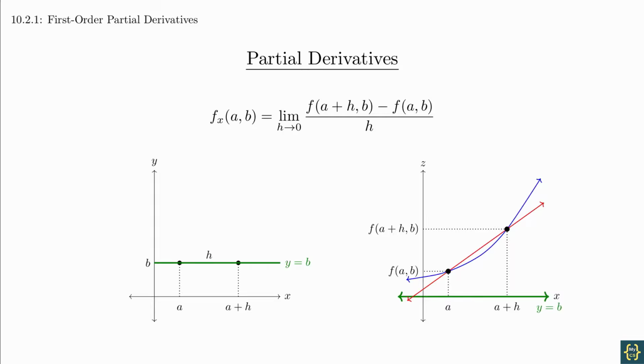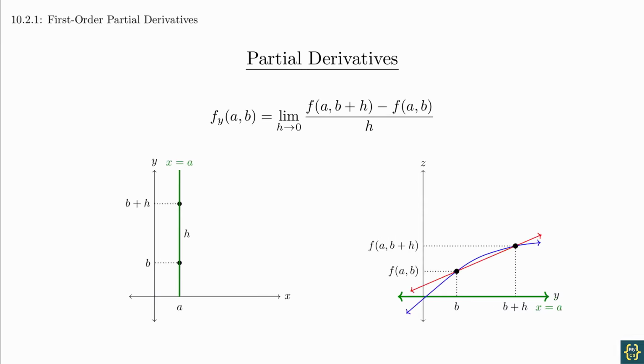This is called the partial derivative with respect to x, because we're only looking at how the function changes when moving in the x direction. The partial derivative with respect to y is the same idea, except now we're asking how the function changes if we only look at what's happening in the y direction, and that is the heart of what partial derivatives are.